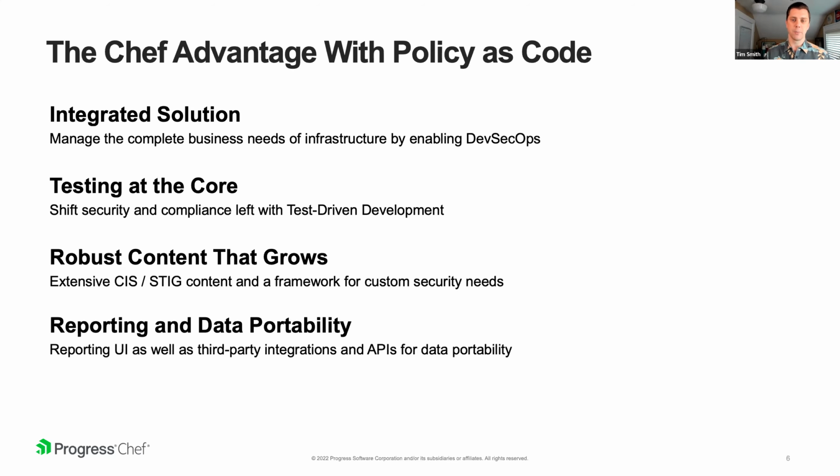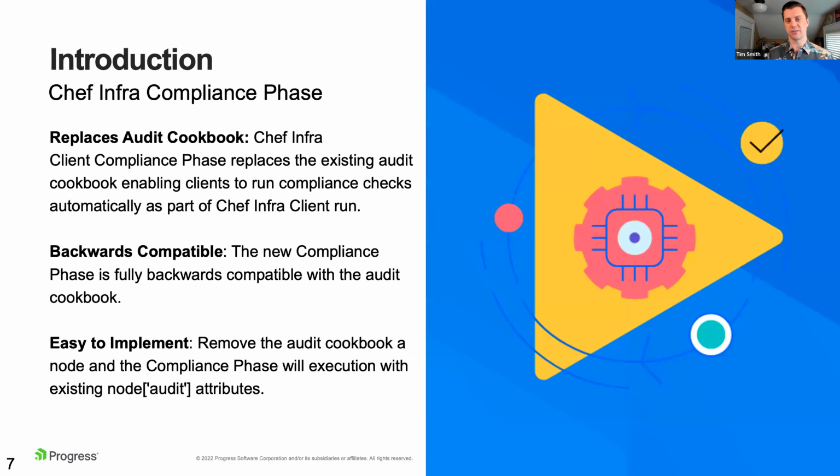So with that, we'll talk a little bit about the compliance phase. And this is how we're making policy as code a reality. This is something that started with Chef Infra Compliance 17.0, and it replaces the Audit Cookbook. If you're an Audit Cookbook user, this is the replacement for the Audit Cookbook. We'll talk a little bit about how it's fully backwards compatible with that. But it's a really easy way to jump into this integrated world where you have the Chef Infra Client being responsible for not just the infrastructure, but now also the compliance as well, without needing a cookbook or anything to do.